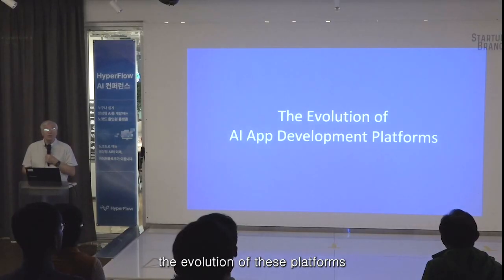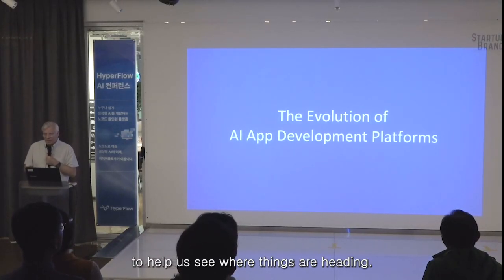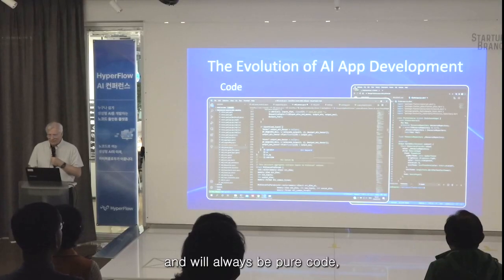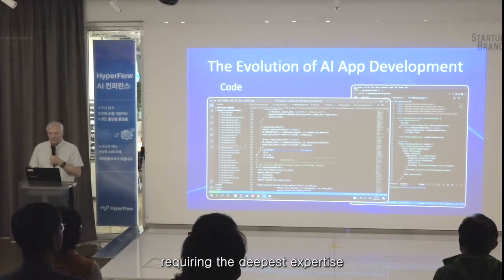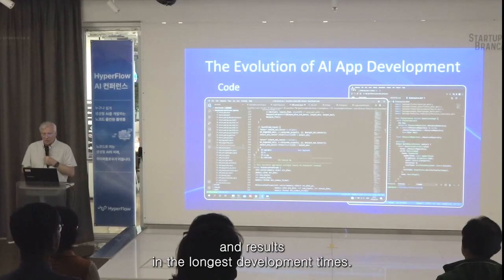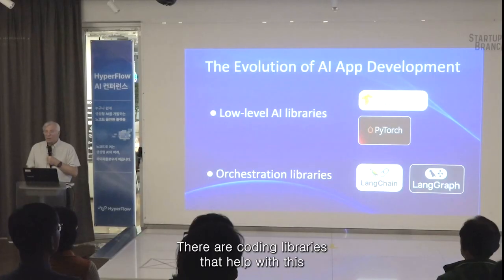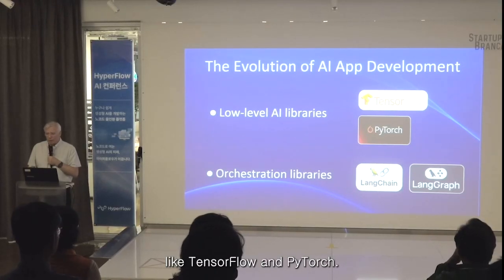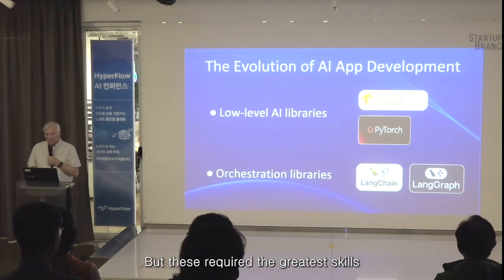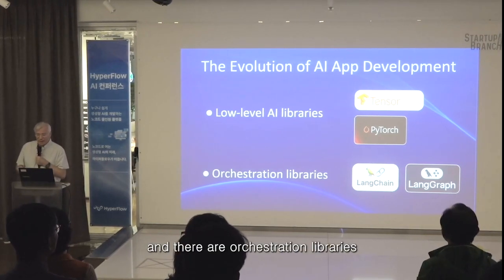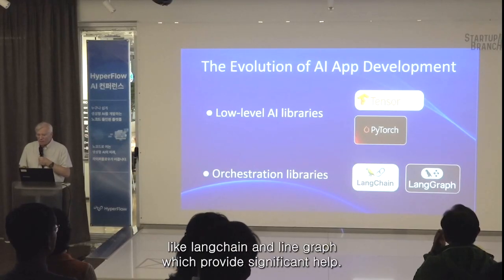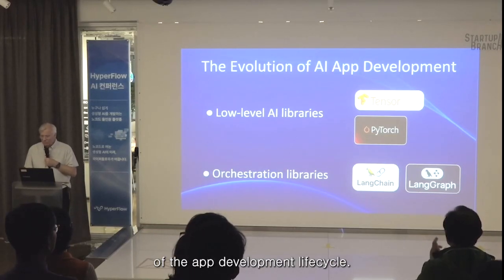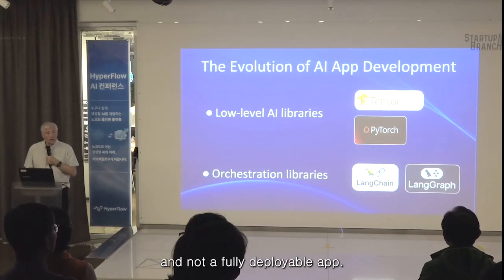Let's first review the evolution of these platforms to help us see where things are heading. First, of course, there has been and will always be pure code. But this approach is certainly the one requiring the deepest expertise and results in the longest development times. There are coding libraries that help with this, starting with low-level API libraries like TensorFlow and PyTorch, but these require the greatest skills. And there are orchestration libraries like LangChain and LangGraph, which provide significant help, but these libraries address only a small portion of the AI app development lifecycle, the core interaction with AI services, and not a fully deployable app.